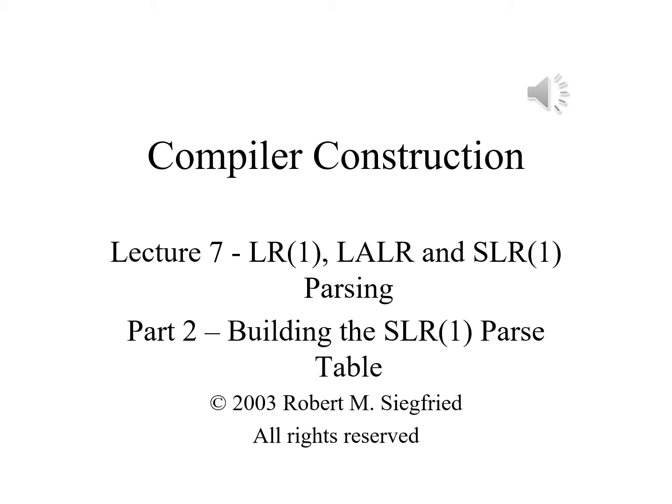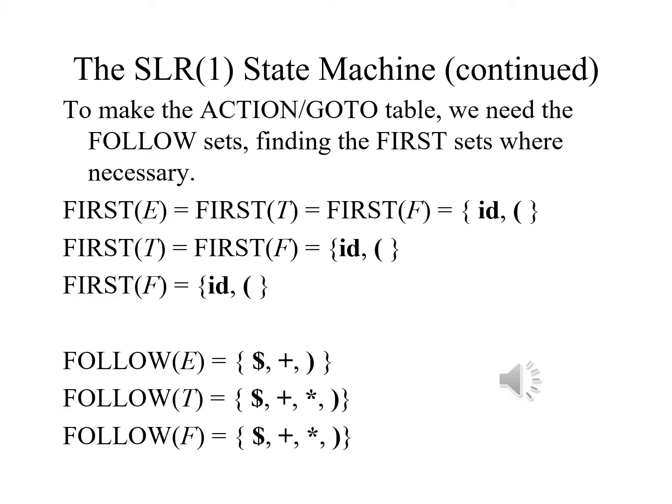In Part 2 of Lecture 7, we will discuss building the SLR(1) parse table. If we are to know when to reduce, we will need to know the follow sets for each non-terminal. These tokens will appear after the strings derived from the non-terminals, but not in these strings themselves. So they tell us when we have everything that we need to reduce the right sentential form, whatever we have on the right side of a production, to the non-terminal on the left side of the production.